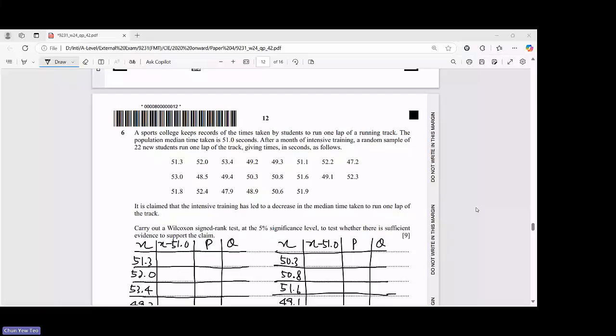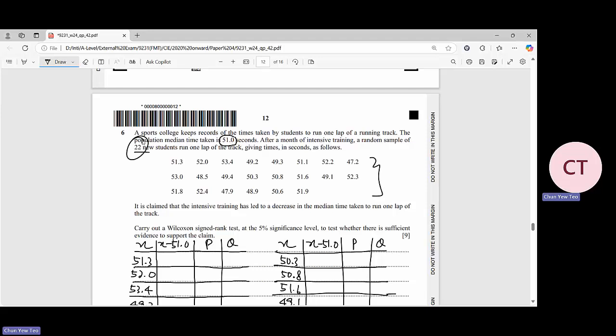Of the times taken by students to run one lap of a running track, the population's median time taken is 51.0 seconds. After a month of intensive training, a random sample of 22 new students run one lap of the track, giving times in seconds as follows. So we have 22 data over here. It is claimed that the intensive training has led to a decrease in the median time taken to run one lap of the track. Carry out a Wilcoxon signed rank test at 5% significance level to test whether there is sufficient evidence to support the claim.